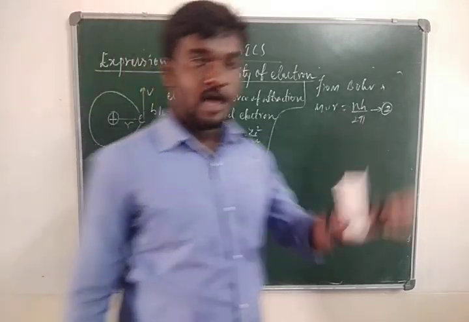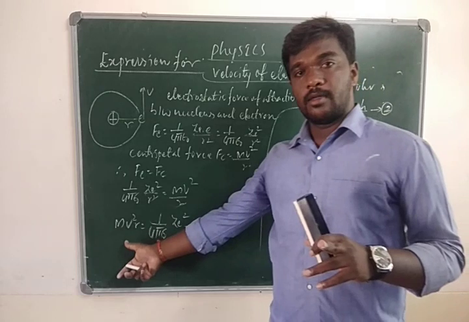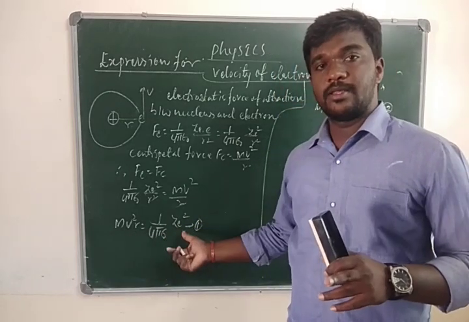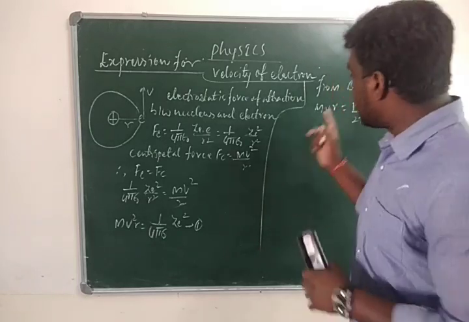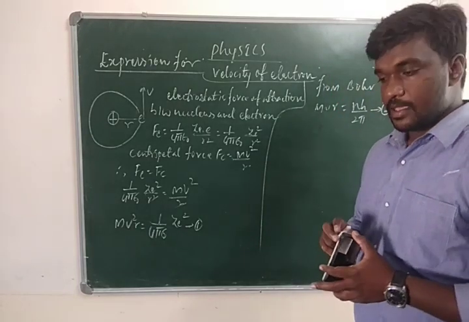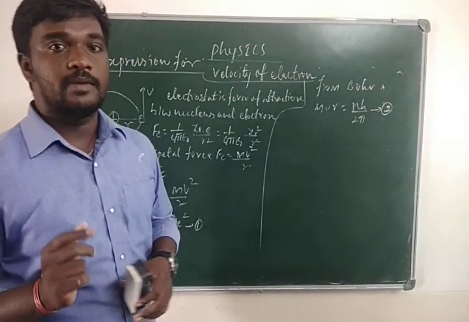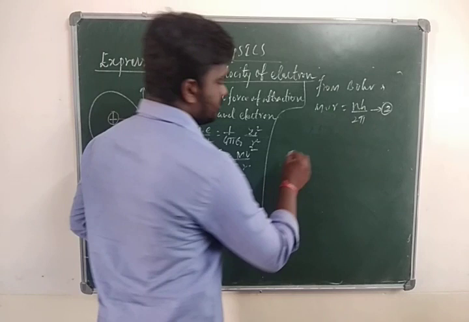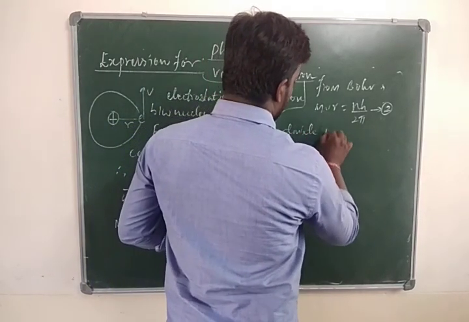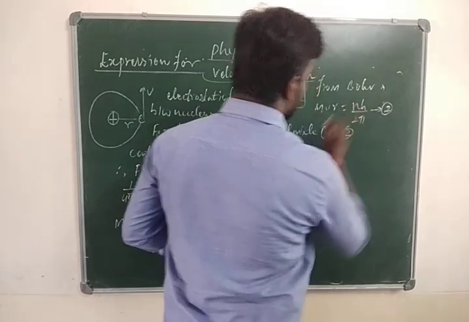Now we have two equations. Equation 1 is mv square r equals 1 by 4 pi epsilon naught Ze square, and equation 2 is mvr equals nh by 2 pi. Now let me divide equation 1 by equation 2.